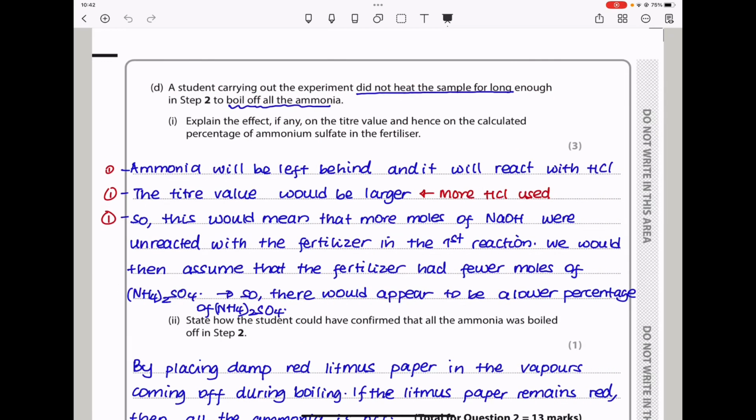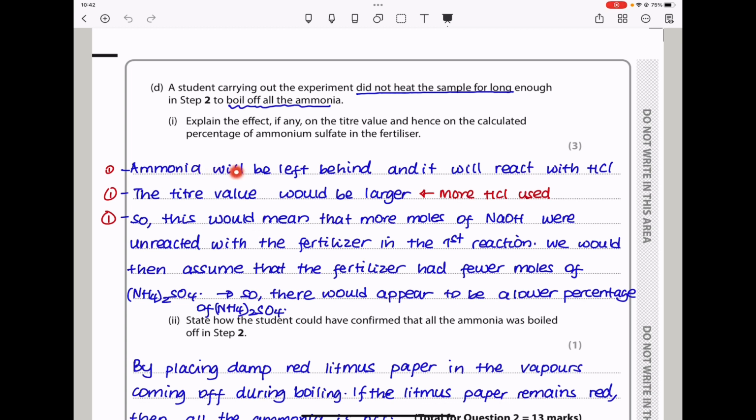Moving on. In part D, a student carrying out the experiment did not heat the sample for long enough in step 2 to boil off all the ammonia. Explain the effect, if any, on the titer value and hence on the calculated percentage of ammonium sulfate in the fertilizer. If all the ammonia is not completely removed, it means, because ammonia is a base, it's going to react with some of the HCl, and in the titration the volume of HCl used is going to be larger. So that is going to affect the moles in the end.